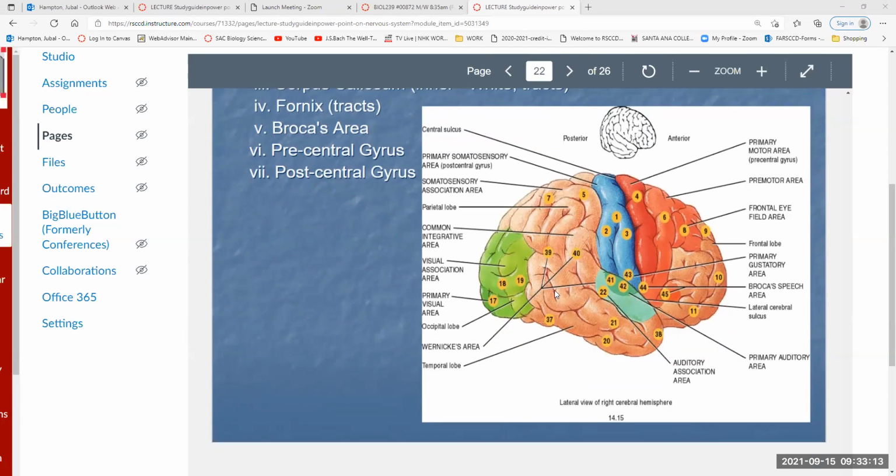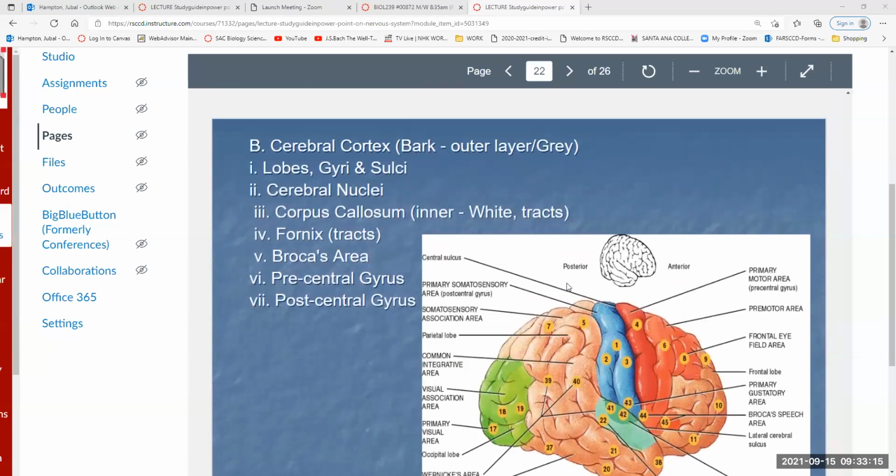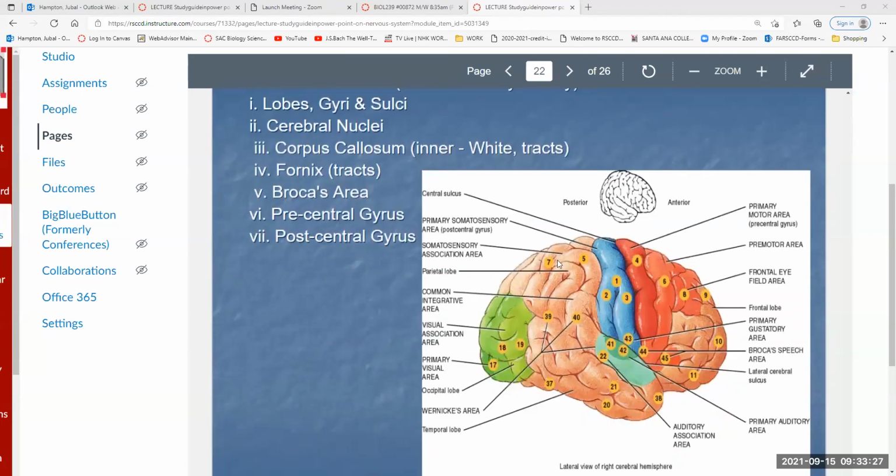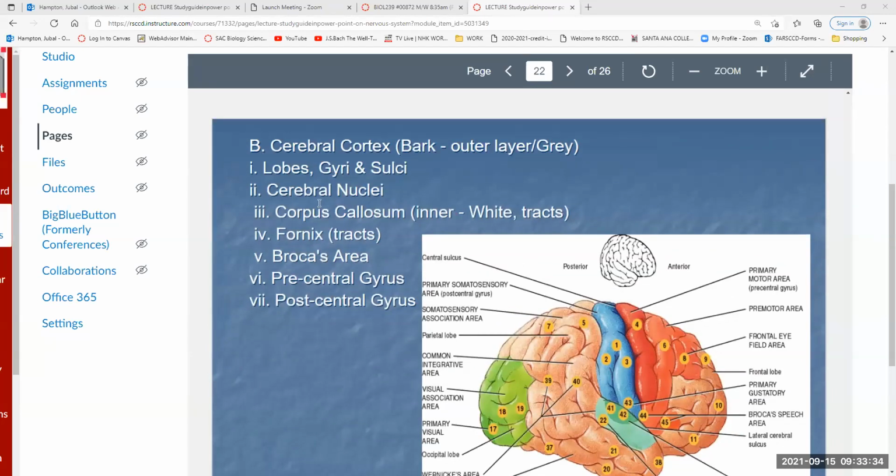A brain has all these folds called the gyri. The little gaps in between them are called the sulci. So a normal brain is rich in gyri and sulci. The cerebral nuclei are collections of nerve cell bodies within the brain.